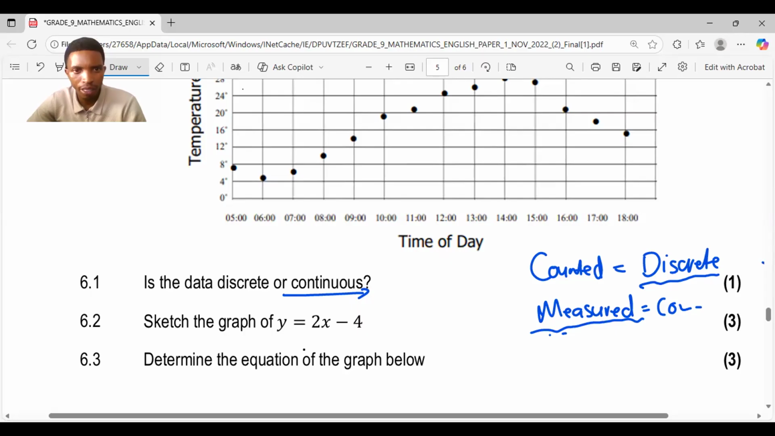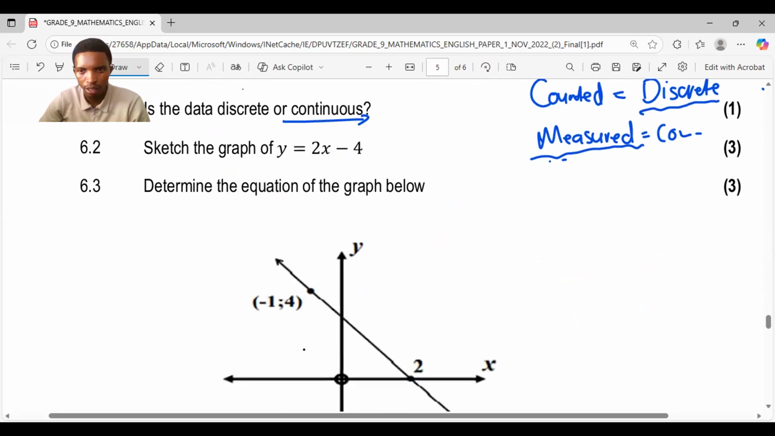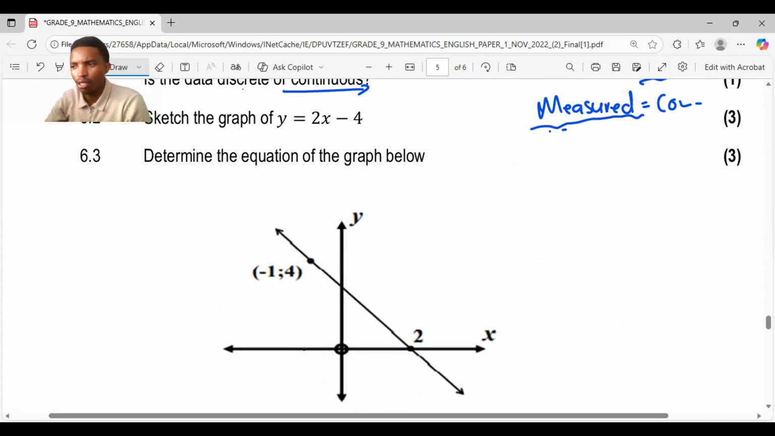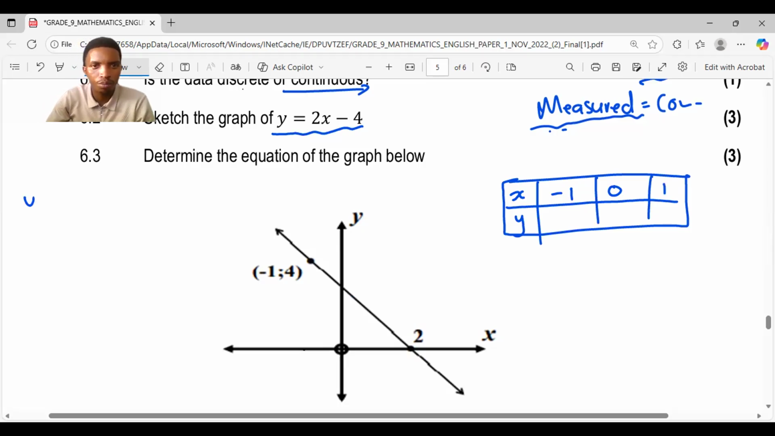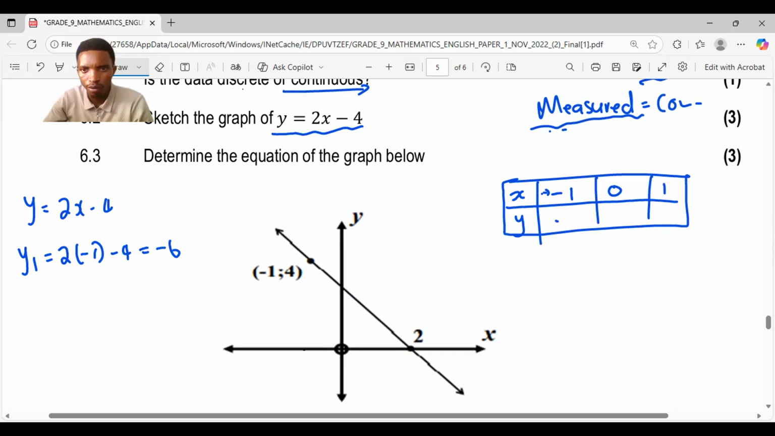And then for this one, it's saying sketch the graph of y equals 2x minus 4. When you sketch this, you can have your small table, with your x values and your y values. Have x as -1, 0 and 1. Then use your calculator. For the first y value, put -1 in place of x: 2 times -1 minus 4 gives you -6.